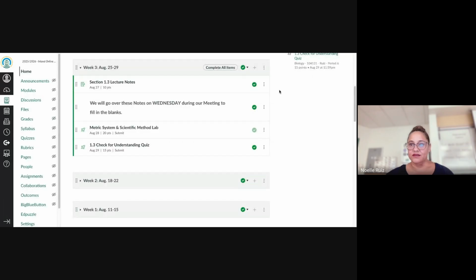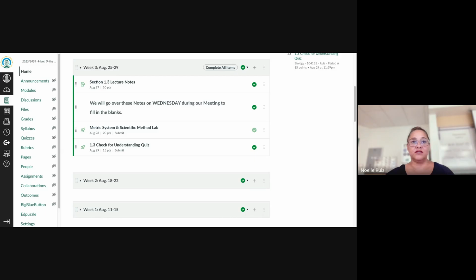And then here is the rest of your work for this week. So we have the lecture notes. We just went over them to fill in the blanks. You have an online lab. It's about the metric system and how scientists always use the metric system. We do not use pounds like we do when we normally weigh ourselves. We always use the metric system and the scientific method. We're going to see how you do with it. And then you have a check for understanding quiz. Use these notes to help you take the quiz. You can also use the online book.